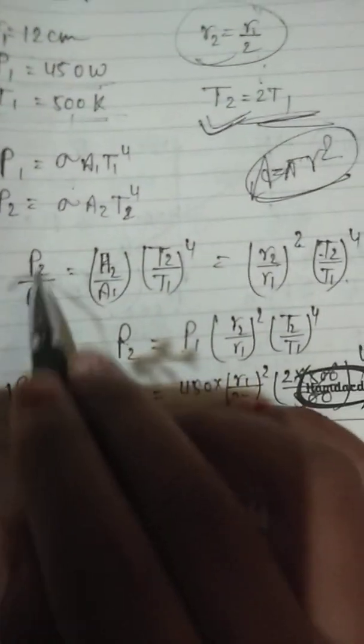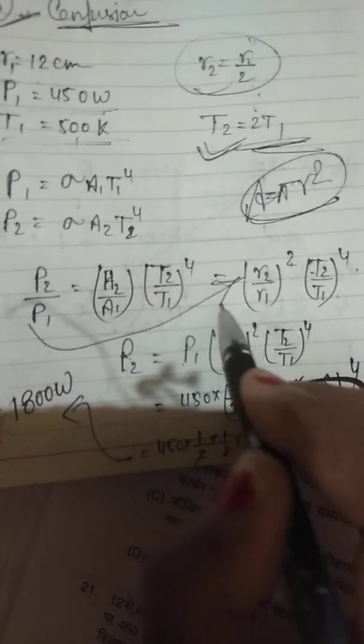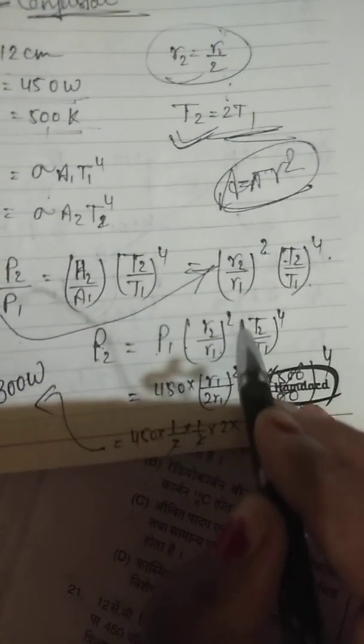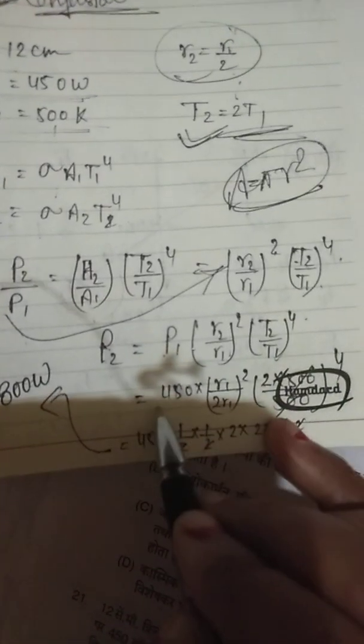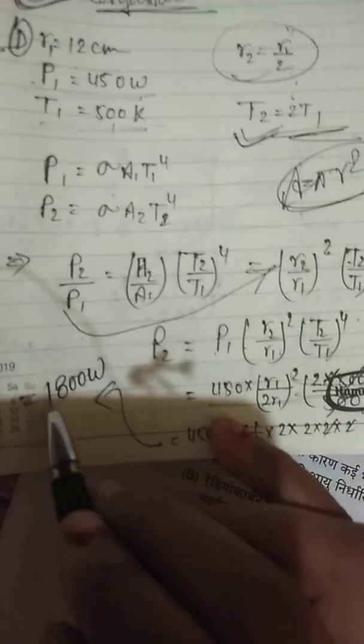Now since this is the value of P2 by P1, P2 will be P1 cross multiplied here, so P1 into r2 by r1 whole square into T2 by T1 to the power 4. By putting all these values we are getting 1800 watt, so its correct option is D.